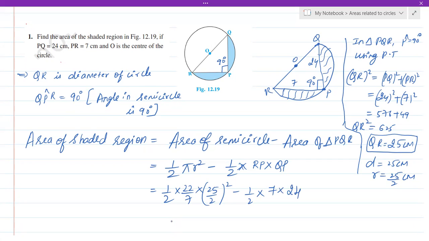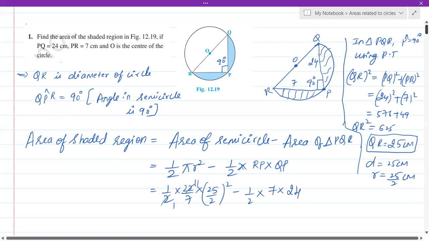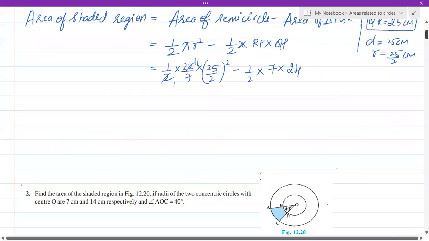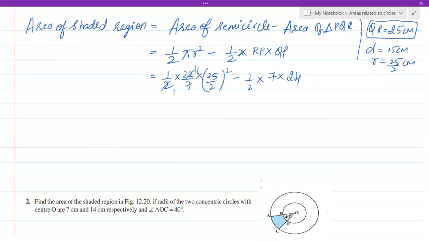Okay. So here 2 ones are 2, 11s are... So we are left with, let me scroll a bit down. So 11 by 7. 25 square is 625. 2 square is 4 minus 1. Here you can, 2 ones are 2, 12s are 24. So we are left with 7 into 12. Okay. So 11 into 625.